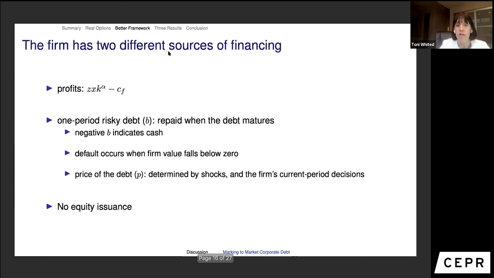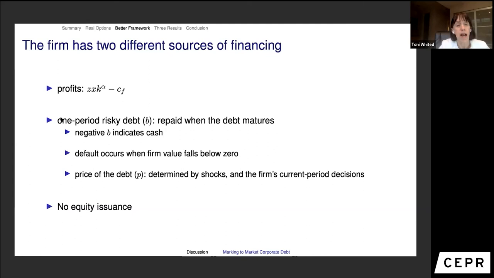So I'm going to make this model super simple because I'm a discussant. I can do what I want. Doesn't matter. I'm not the one who's trying to deal with referees. So that's the profit function: idiosyncratic shock, aggregate shock, capital to the alpha, less than one, minus the fixed costs.